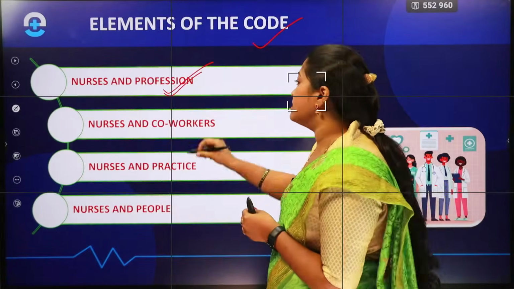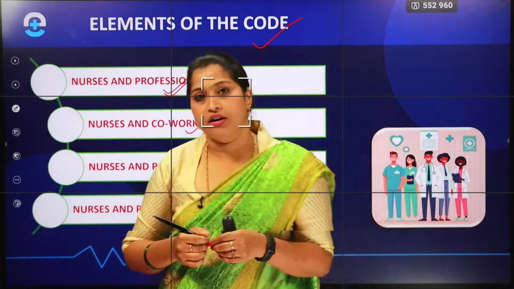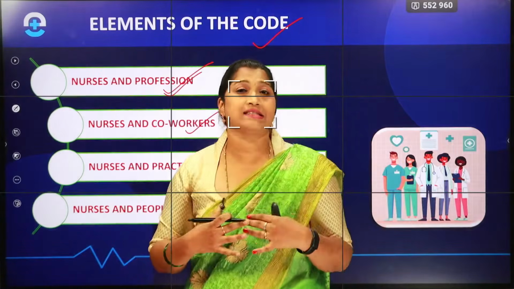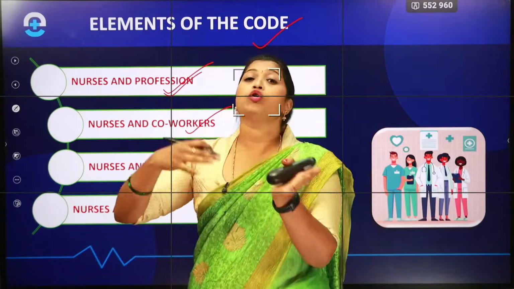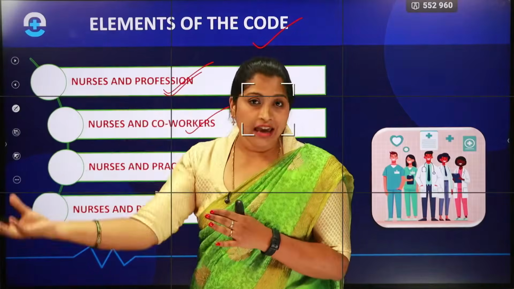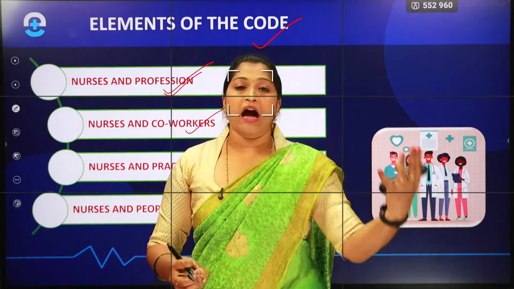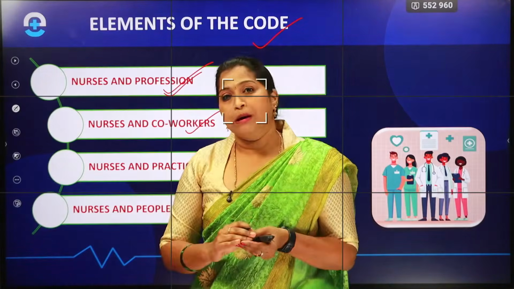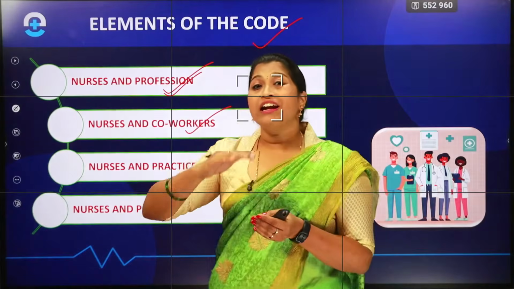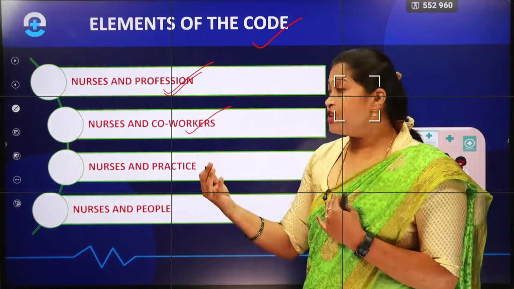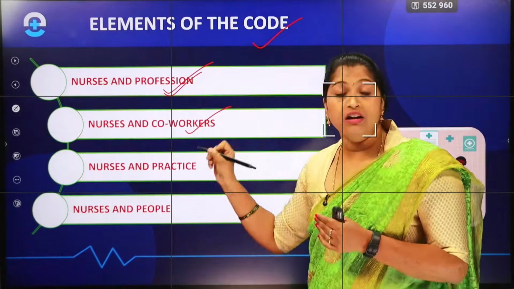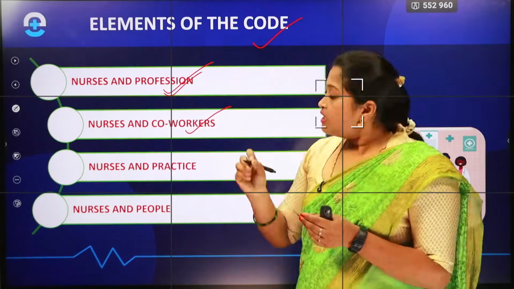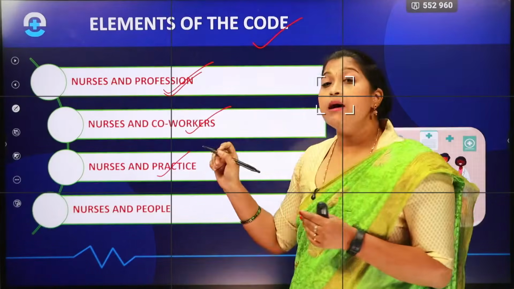The second element is the nurses and the co-workers. So already we have discussed regarding the co-workers. So how as nurses we need to cooperate or coordinate with our healthcare team members and also with the family members of the patient himself, or any relatives of the family members or the patients. We need to coordinate. We need to make sure we are working together for the betterment of the patient.